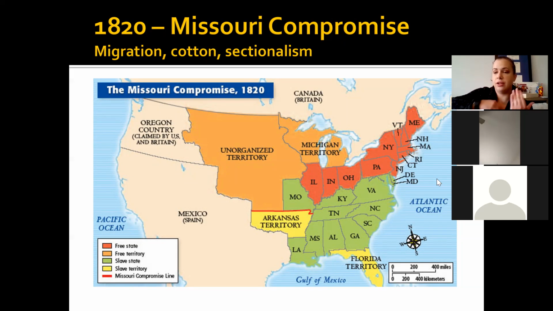But as I said, this Missouri Compromise represents sectionalism as we see these conflicting interests over slavery really take hold. And again, the slavery is rooted in cotton production.